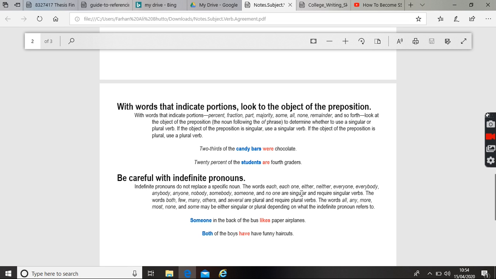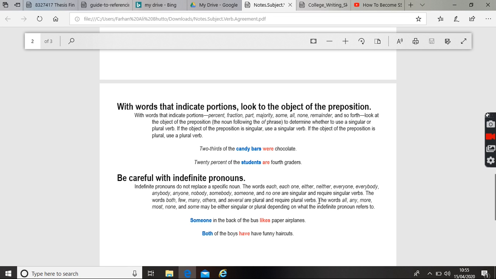Now if you have a sentence like, each of the students was present there. Each one was present there. Either of the students was present. Neither of the students was present. Everyone was present. Likewise. But the words both, few, many, others, and several are plural and require plural verbs. These indefinite pronouns will take plural verbs, like both of the students were present, few students were present, many students were present, several students were present there.